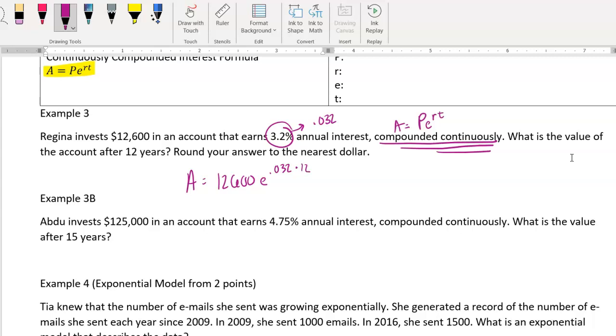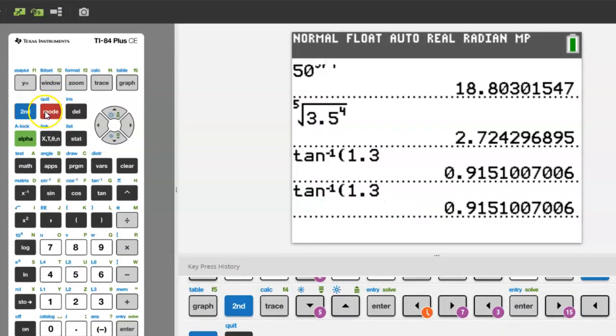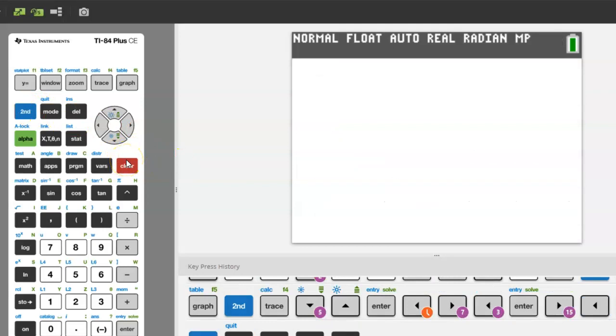I want to show you something. When you type this in on your calculator, it will automatically know as soon as you type in e that we're going to need an exponent. If we're using a graphing calculator, let me clear all that. I'm going to do 12,600 first, times e. Again, the e is above the LN button. To the left of 4, you want to type in second first, and then type the LN. Whoops.